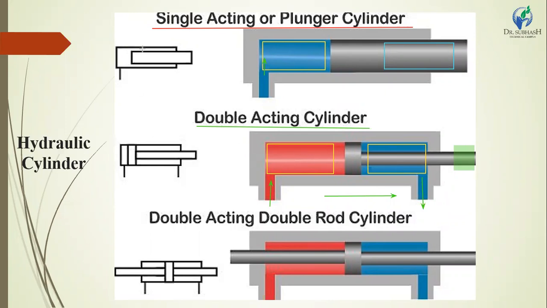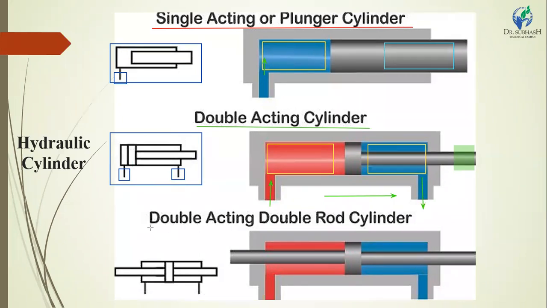This is the hydraulic symbol of the double acting cylinder. This is the symbol of a hydraulic cylinder. There is also a symbol of the hydraulic cylinder for the single acting cylinder. It only works on a single side, so it gives only one input. The double acting cylinder gives one input and one output and works on both sides of the piston.